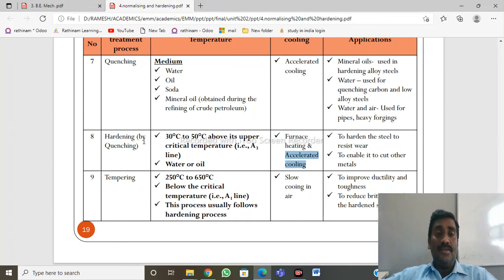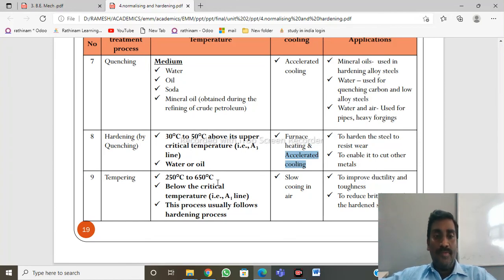That means these hardened steels are used for tool bits. We know that drilling HSS high speed steels, single point cutting tools, multi point cutting tools, and drill bits can all be made with the help of this kind of hardened material. That means hardened steel.